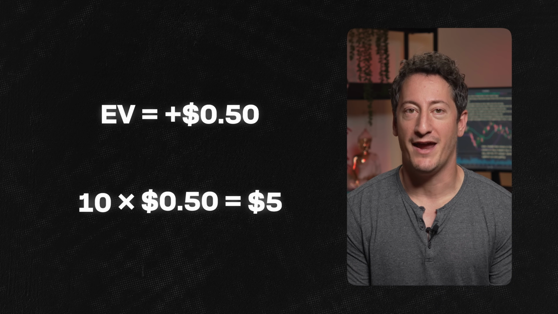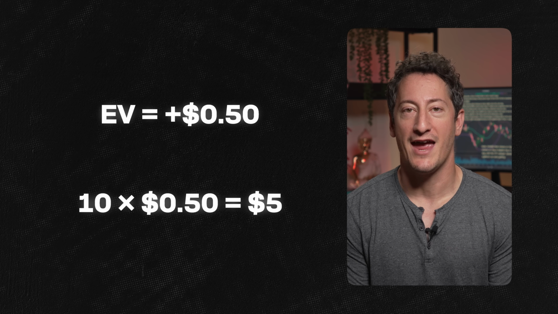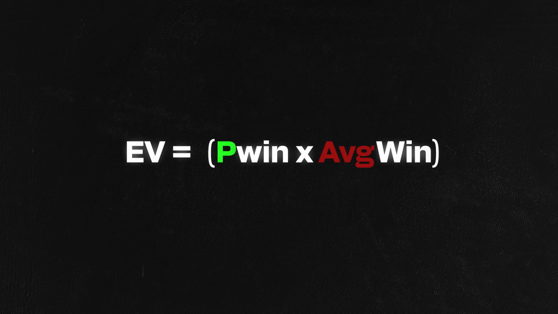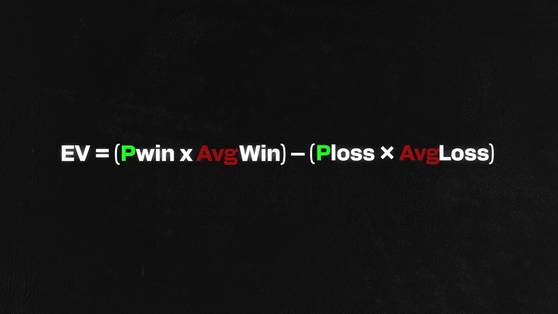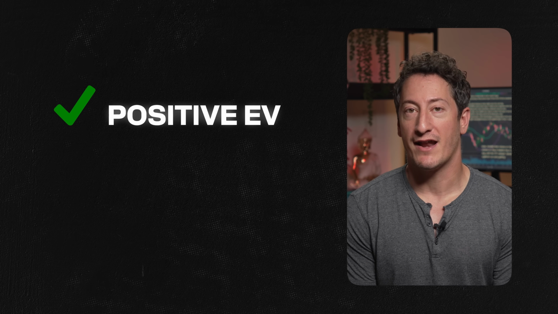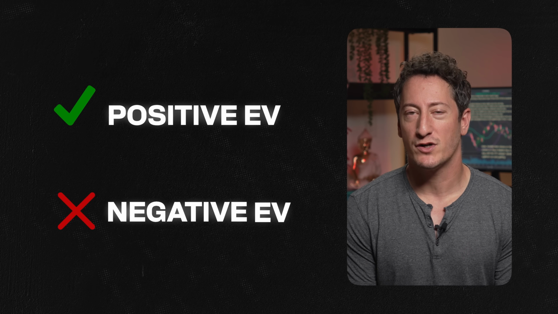Let's say you played that game 10 times. Because the expected value is positive 50 cents, you could expect to make $5 on average because you were playing a game that on average pays you 50 cents 10 times. Essentially, the formula works out to be expected value equals the probability of winning times the average win amount minus the probability of loss times the average loss amount. That's it. 4 variables. The formula tells you, on average, how much you can expect to make or lose per trade. If the result is positive after trading fees, it's theoretically a trade worth taking. If it's negative or 0, skip it.